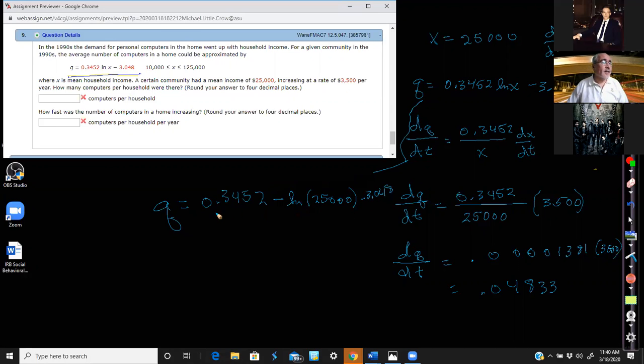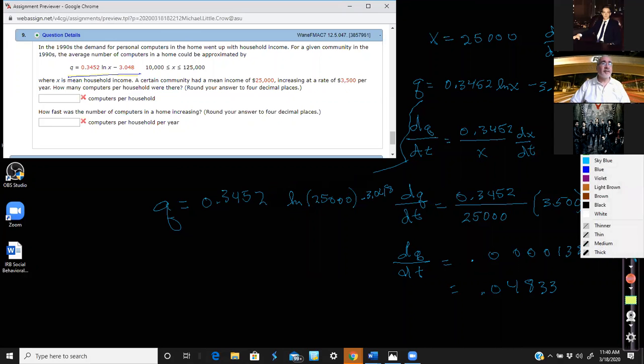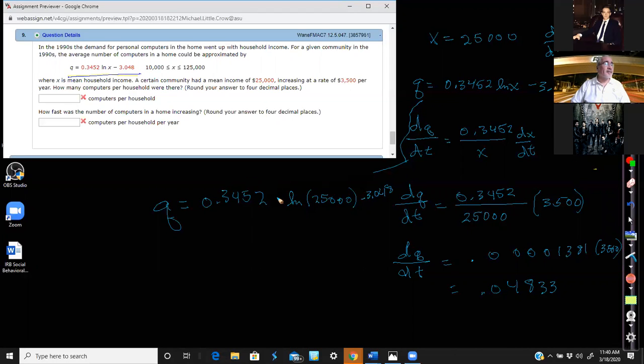Minus 3.048. Okay, let's, oh, wait. This is a multiply. Sometimes the hardest part of math isn't the hard stuff, it's making sure you write everything down correctly.